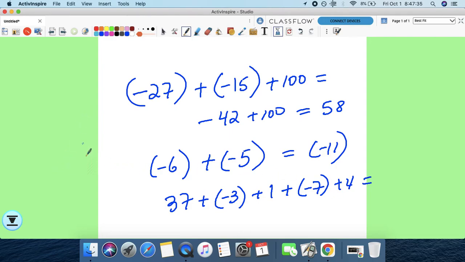So definitely your stock moved up and down. So 37 and negative 3 is 34. And 34 plus 1, and I'm running out of room. So 34 plus 1 is 35. 35 plus negative 7, right, is 28. And 28 plus 4 is finally 32. Okay, so hopefully you did it in a neater way than that.